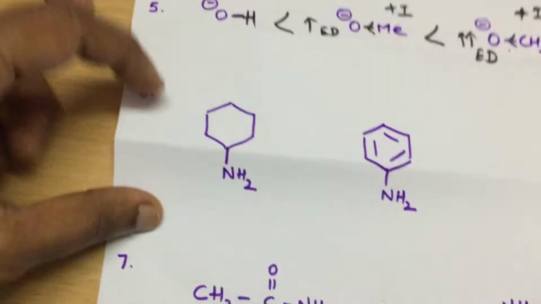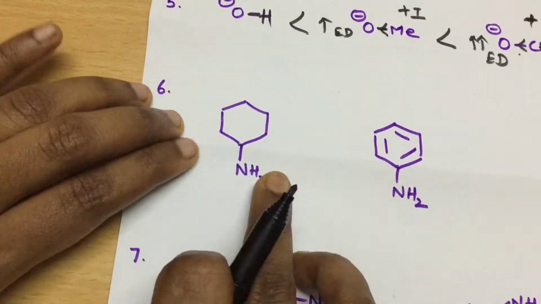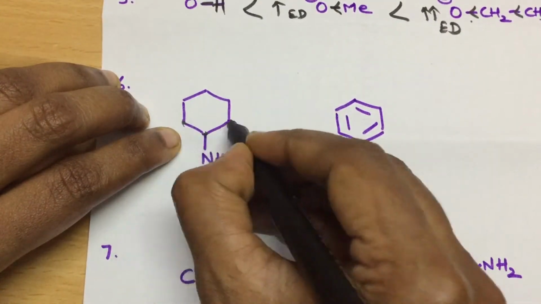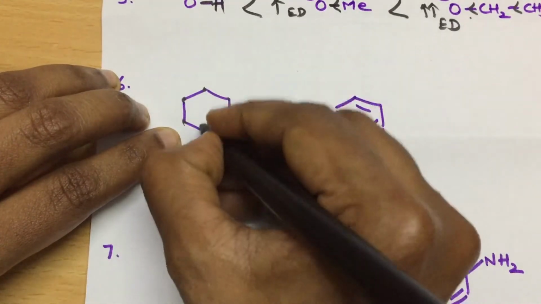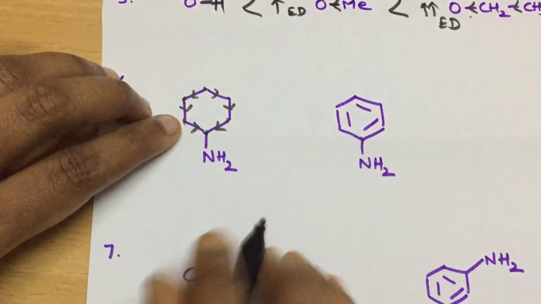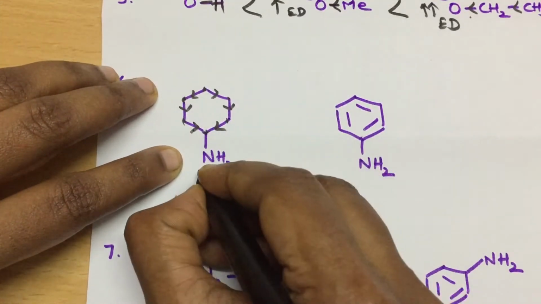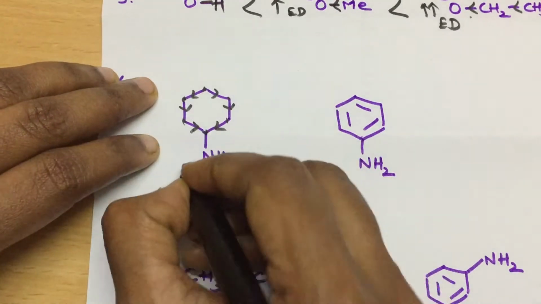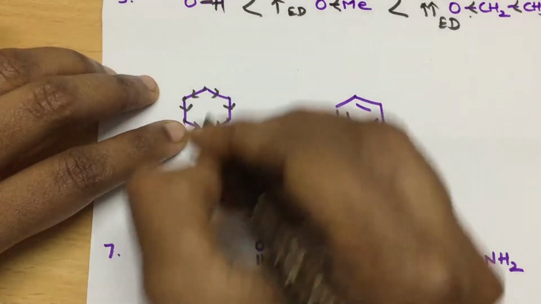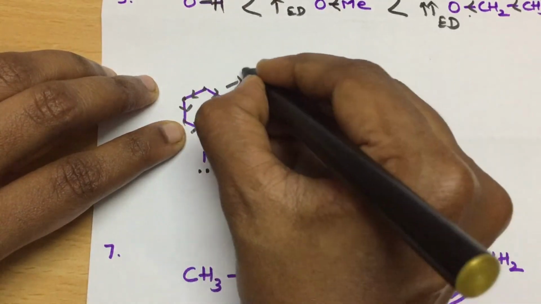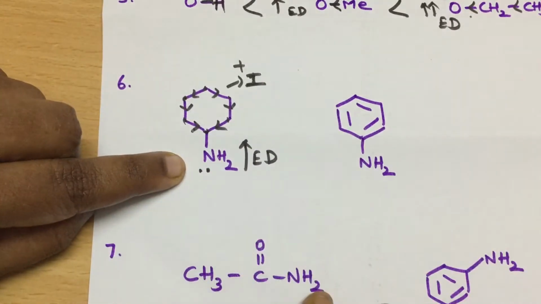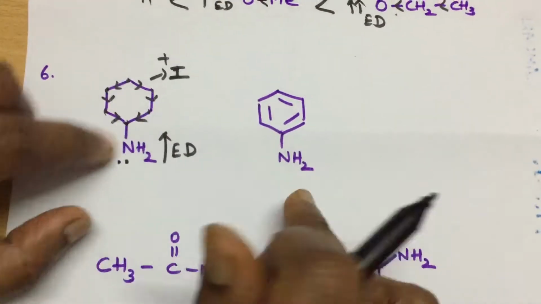So here this is cyclohexylamine, and this is an aromatic system. This has 6 carbon atoms, so all of these will push electrons towards the nitrogen, and there is a lone pair, and the electron density increases. All these carbons are showing a plus I inductive effect. They will push electrons towards the nitrogen.